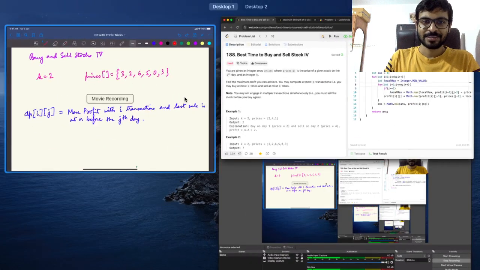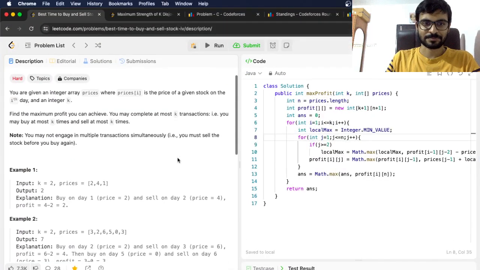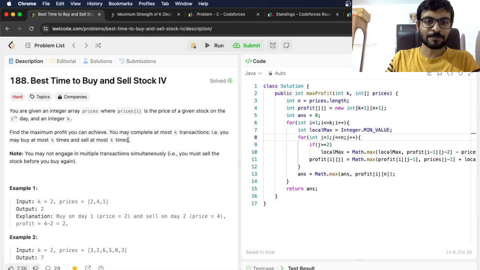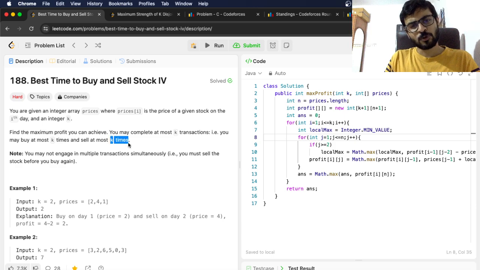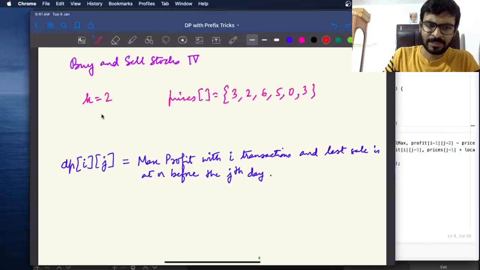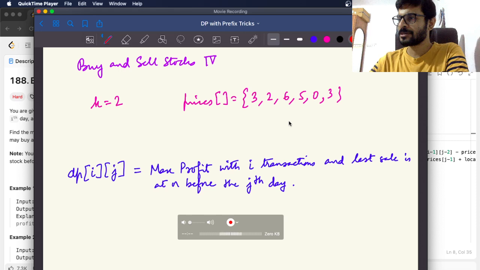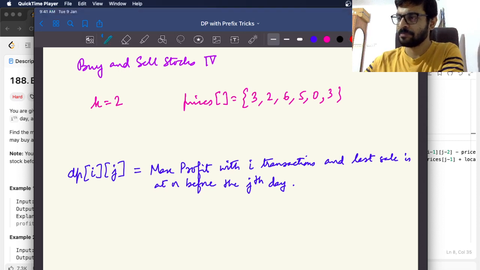Okay, so you can sell at most k times. We will take care of this "at most" at the end. Let us imagine that if we have to do k transactions, what is the best we can achieve? Let us see. So first of all, understanding the problem.